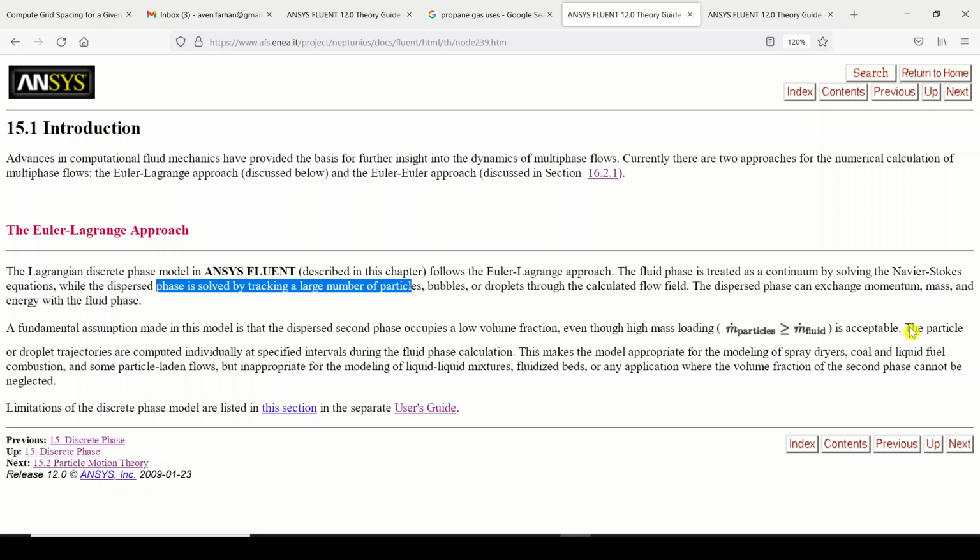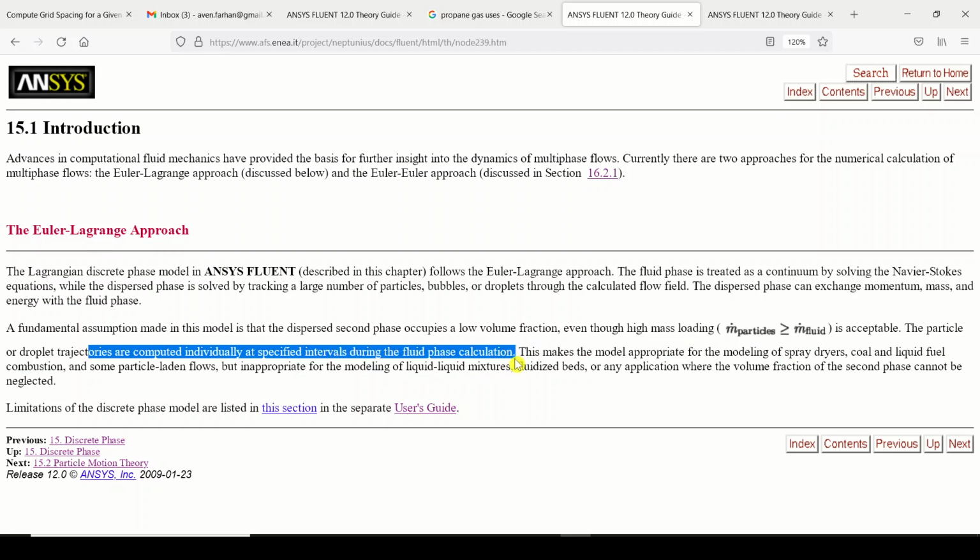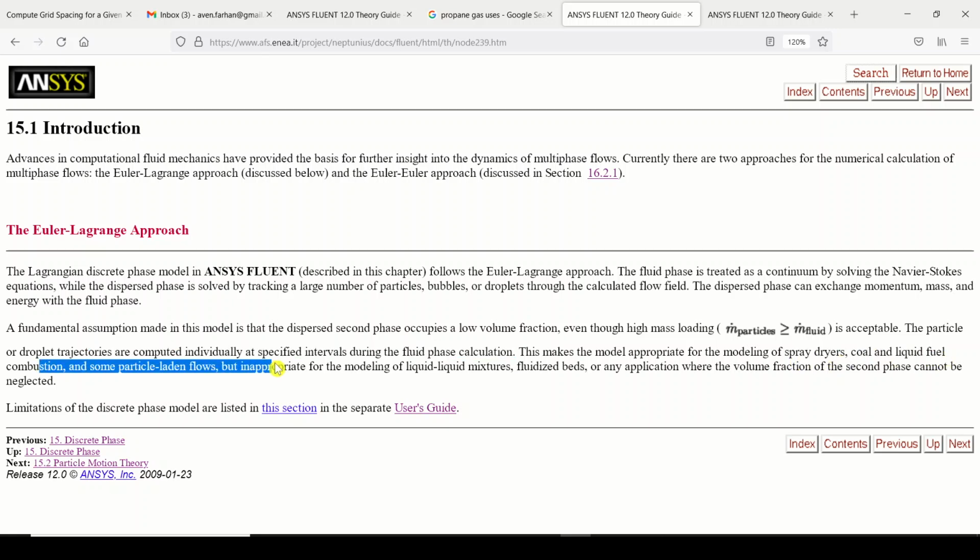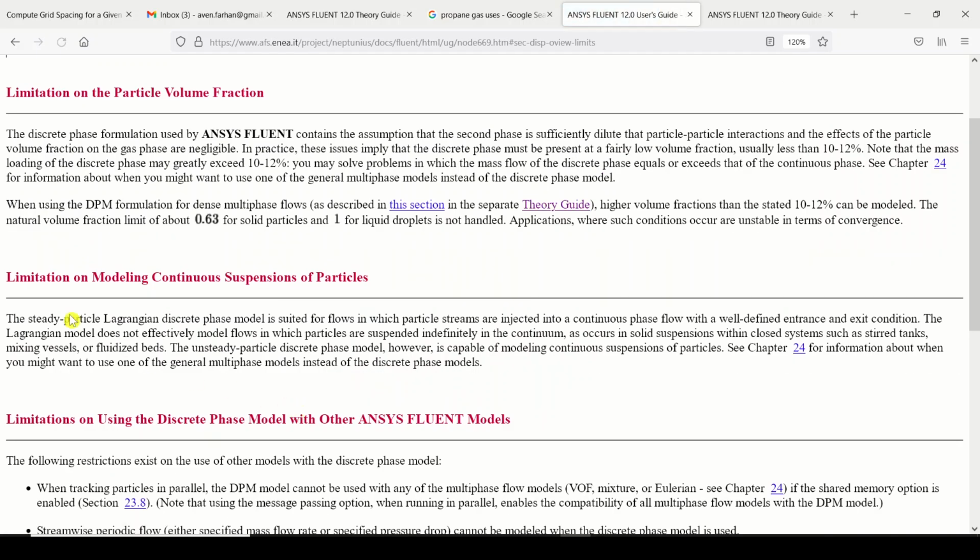Let us just continue. The particle or droplet trajectories are computed individually at specified intervals during the fluid phase calculation. This makes the model appropriate for the modeling of spray dryers, coal and liquid fuel combustion, and some particle-laden flows. So these are the different applications of DPM. And there are certain limitations.